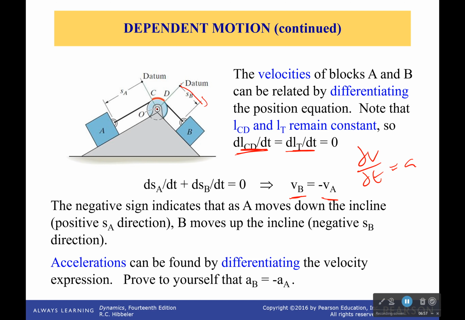We realized that the total length of the cord, as well as this little section that's attached to the pulley, is always constant, and so when we took a time derivative, it was 0, and from that we could get our velocities and our accelerations related.